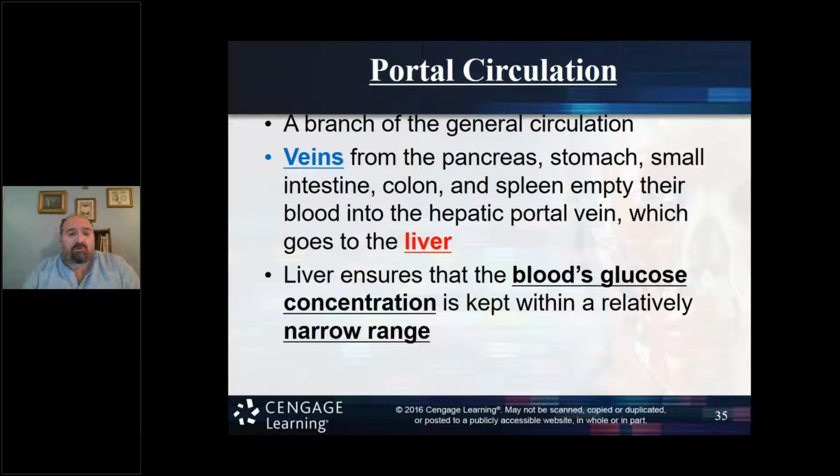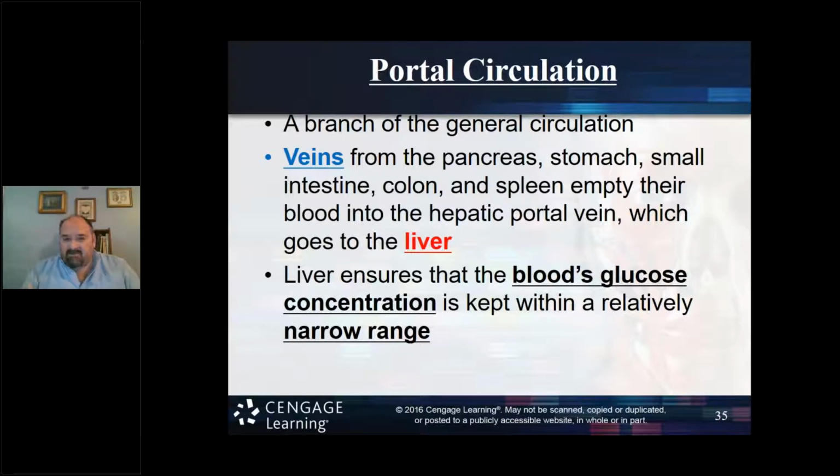As far as portal circulation is concerned, it's a branch of general circulation, and think of it as dealing with the digestive system and the liver in particular. Okay, so veins from the pancreas, stomach, small intestine, colon, and spleen empty their blood into the hepatic portal vein, which goes to the liver. The liver ensures that the blood's glucose concentration is kept within a relatively narrow range, and know that excess blood glucose, right? We're storing it as glycogen. They're storing it primarily in the liver, but also in the skeletal muscle.